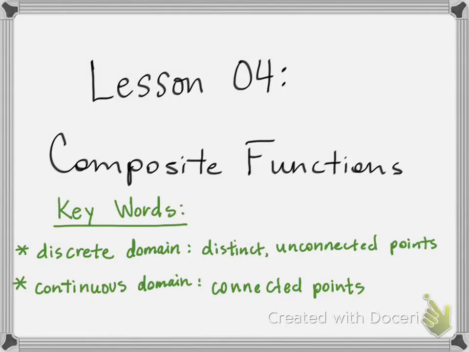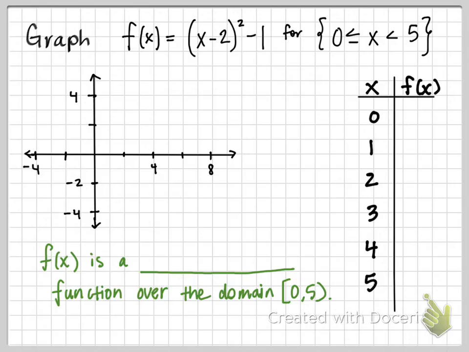Lesson 4, composite functions. Some key things that we're going to talk about are discrete domain, where you graph something that has distinct points that are unconnected. Then you can have a continuous domain, which means we're dealing with connected points. Okay, let's get into some examples of that.